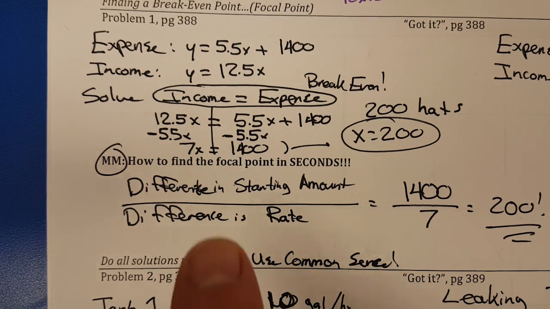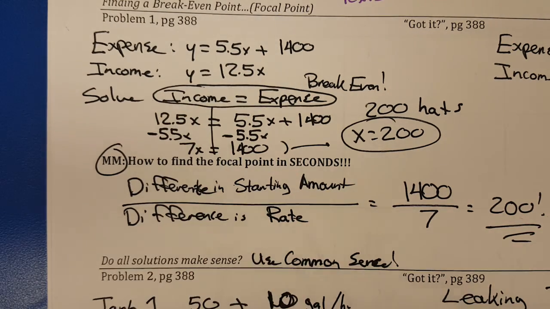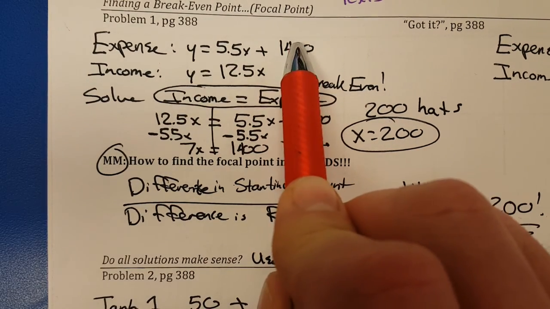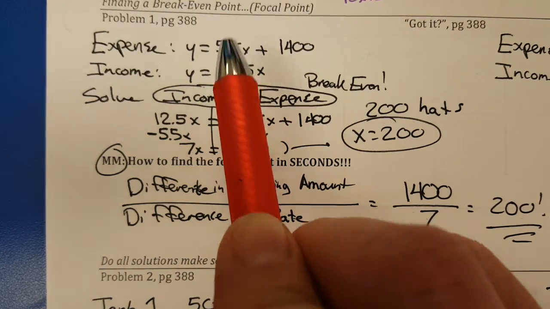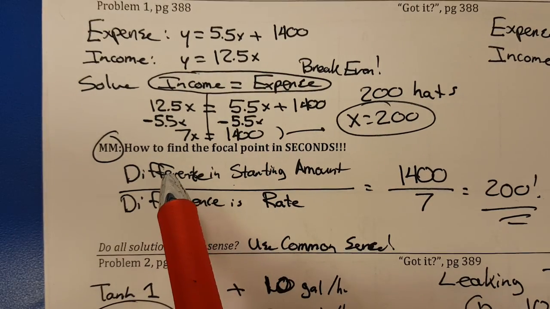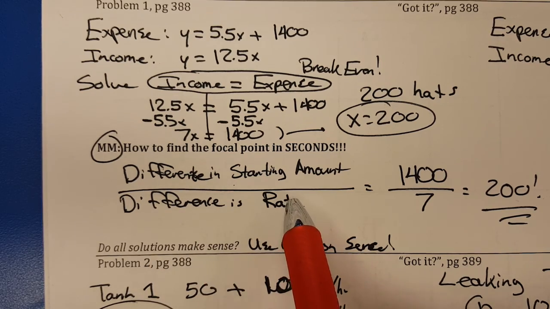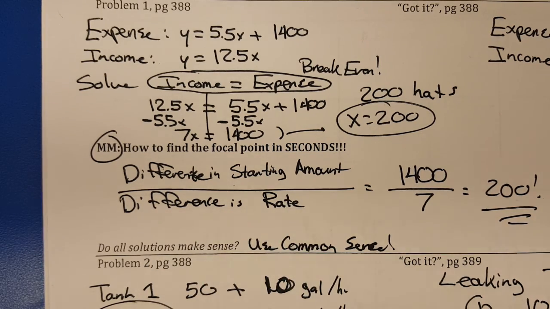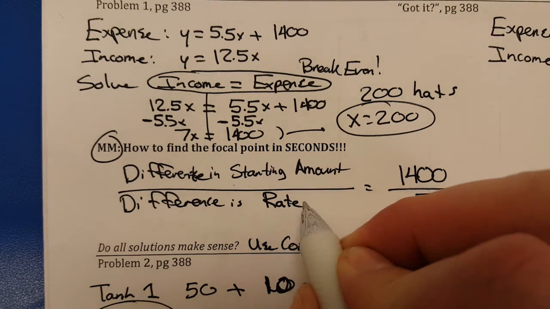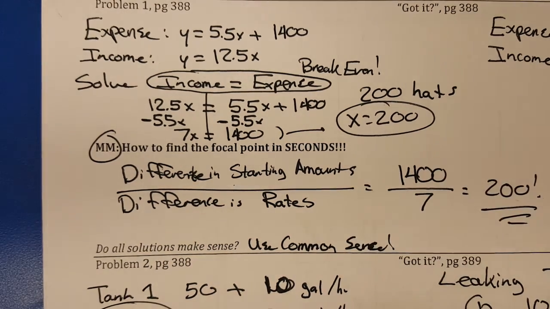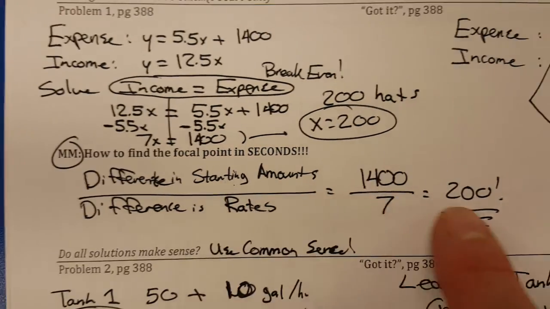Here's a little step, friends. Anytime you're doing one of these situations where you have some type of head start, but the other equation is moving faster, here's what you do. You take the difference in the starting amount and you divide by the difference in the speeds, or the difference in the rates. Okay? If you do this division, you'll get your answer really quick.